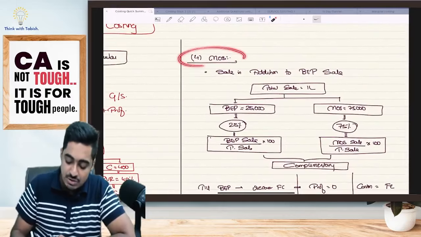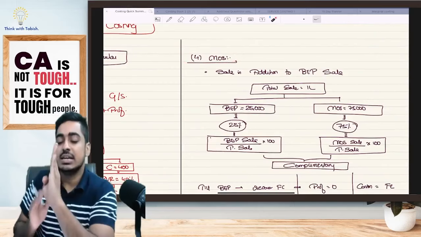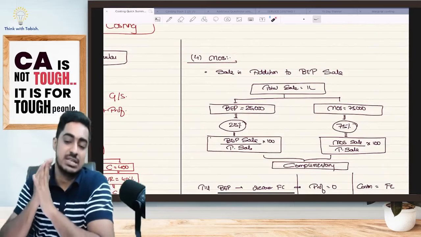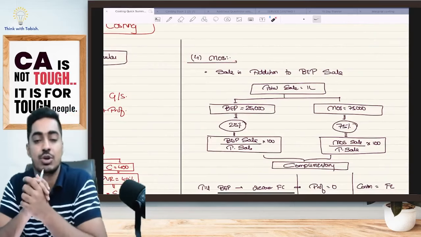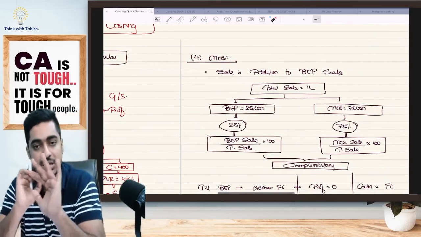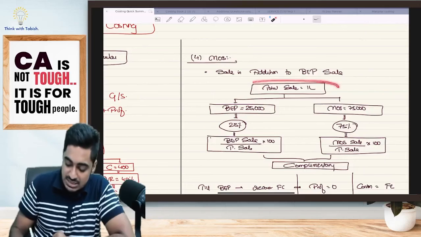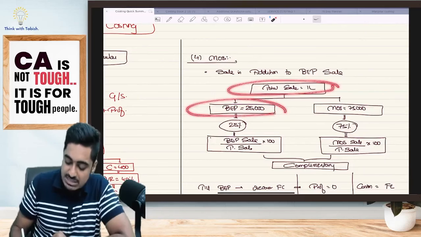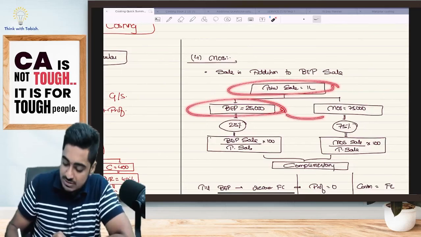Okay, next is margin of safety. What is margin of safety? Sir, it is the sale in addition to BEP sale. It is after BEP, whatever sale I'm going to do, that is going to be my margin of safety. Imagine my total sale is 1 lakh. In that, till BEP, my sale was 25,000. That means how much is my margin of safety, students?